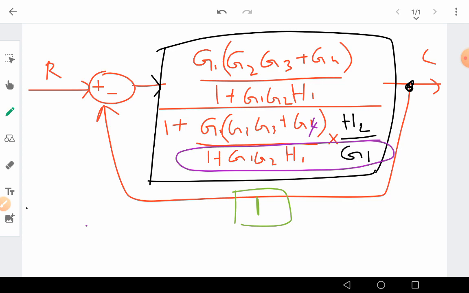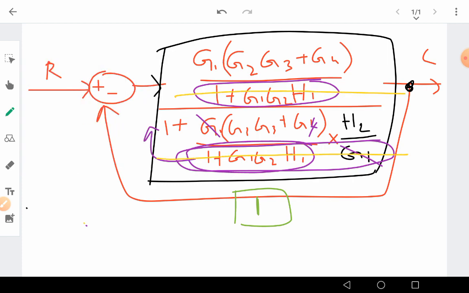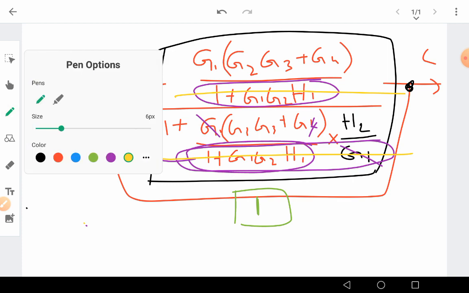I think there's some cancellation here. G1 cancels, so you can see the LCM will be limited to this, 1 plus G1 G2 H1, 1 plus G1 G2 H1. No, that also will get cancelled, right? So this will come here, the numerator and denominator both will be getting cancelled. That means this will be cancelled with this thing. So the net, what we'll get, we'll get something like this.